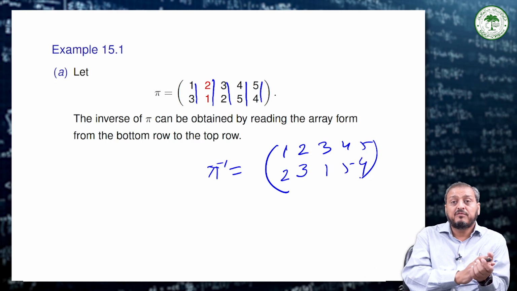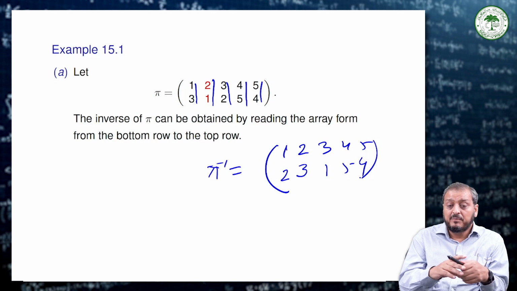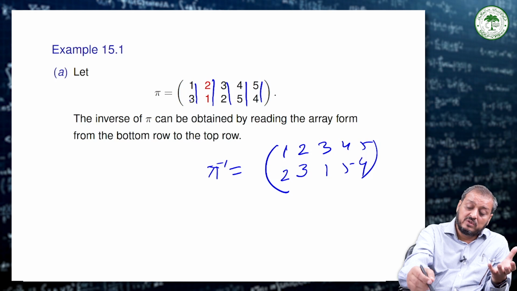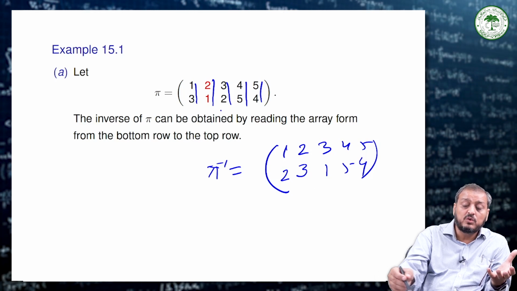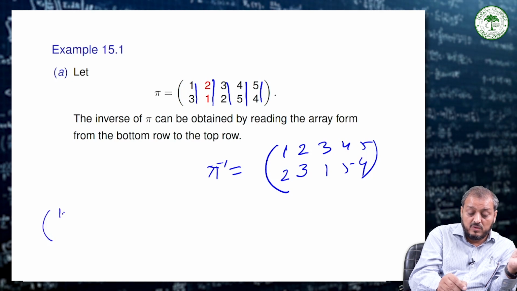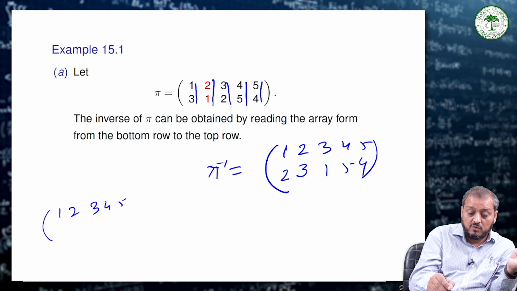So the inverse of pi can be obtained. That means such a matrix exists. If you take the composition of these two, we clearly get the identity element. You can just verify this, 1, 2, 3, 4, 5.